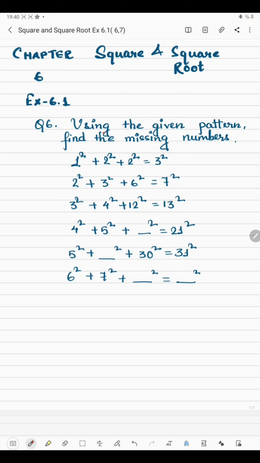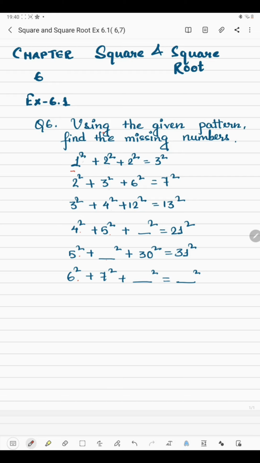find the missing number. Now if you see the first column, see 1 square, 2 square, 3 square, 4 square, 5 square, 6 square. And if you see the second column, we have 2 square, 3 square, 4 square, 5 square. Here one digit is missing, and then we have 7 square.